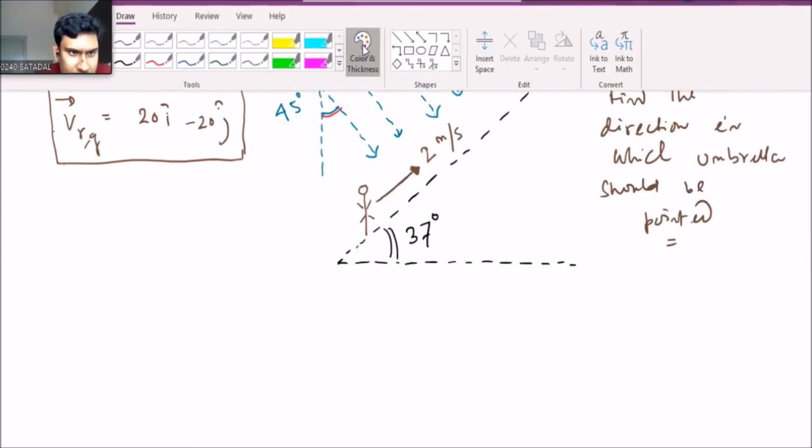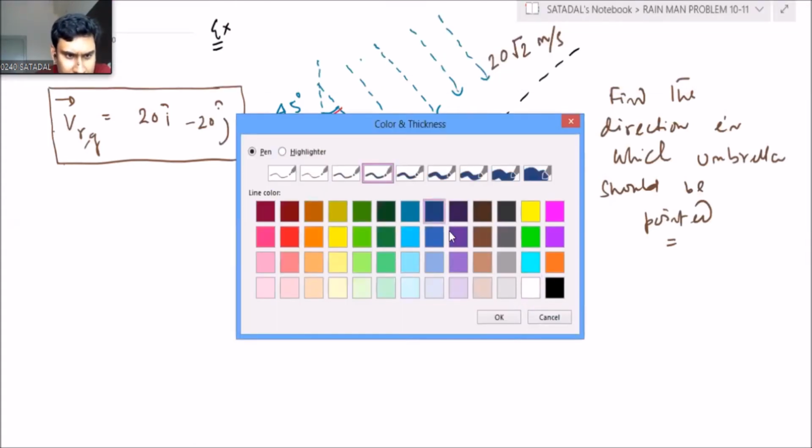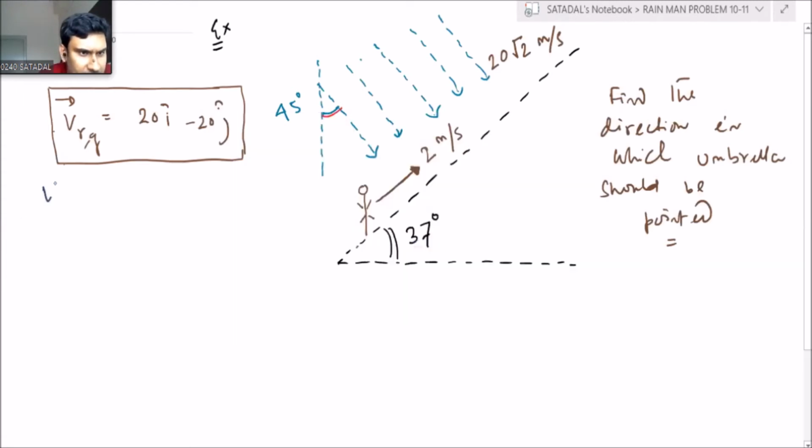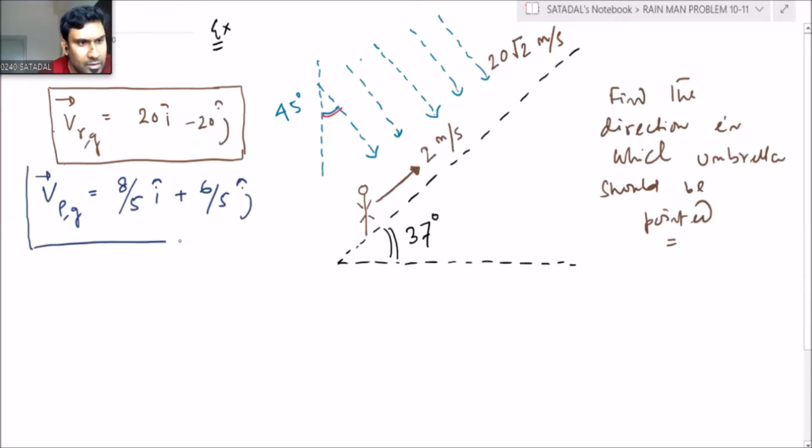Yeah. So then you calculate what is velocity of the person with respect to ground. That will be equal to 2 cos 37 degree. Cos 37 is 4 by 5. So it becomes 8 by 5 i cap plus 3 by 5 means 6 by 5 j cap. I hope this is also fine for everyone.